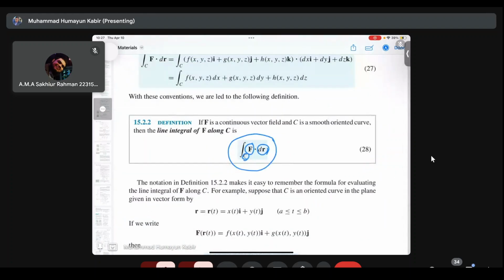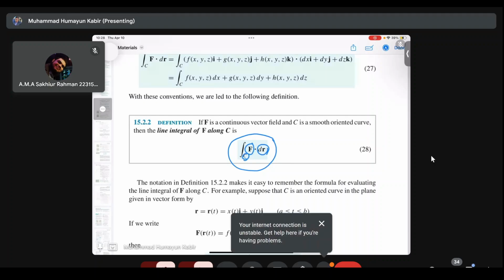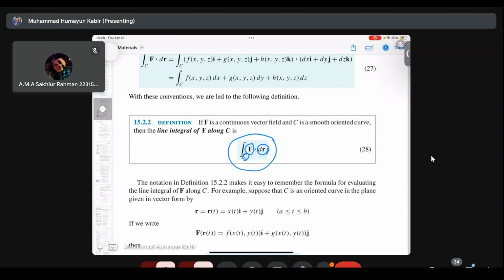So, sir, dr is the individual vectors that make up the whole smooth oriented curve. No, no. We can call dr a differential vector. Why should this be a differential vector? Because your F is a vector. That's why the differential that you put here must be a vector. Otherwise, it has no meaning.